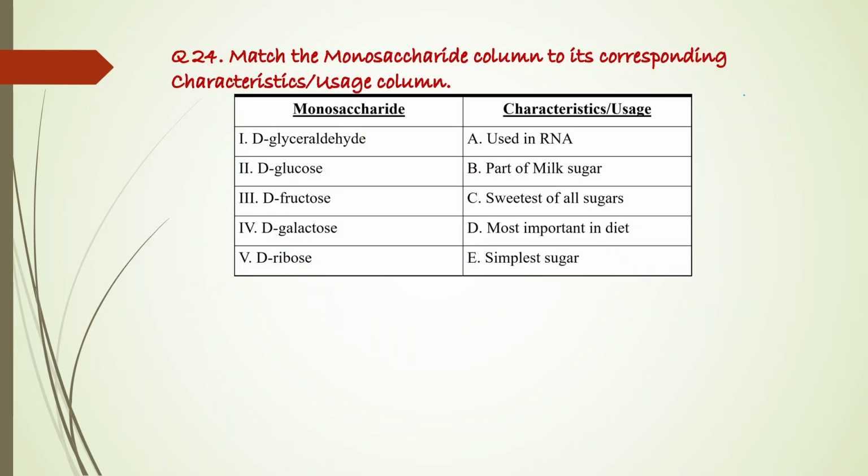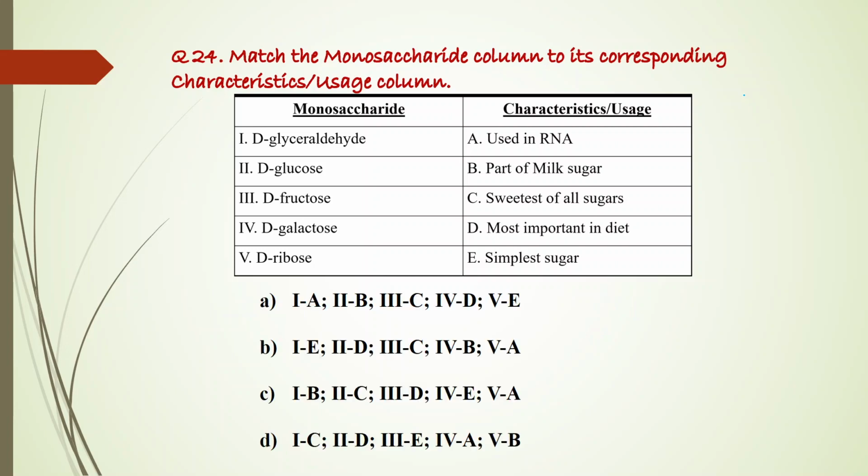Okay. This is the next question. It states, match the monosaccharide column to the corresponding characteristic or usage column. On the left hand side you have the monosaccharides and on the right hand side you have either their characteristic or their usage. You have to match them in pairs. Take some time and select the correct option, then I will discuss it one by one. Try it by yourself. This is a very easy one.